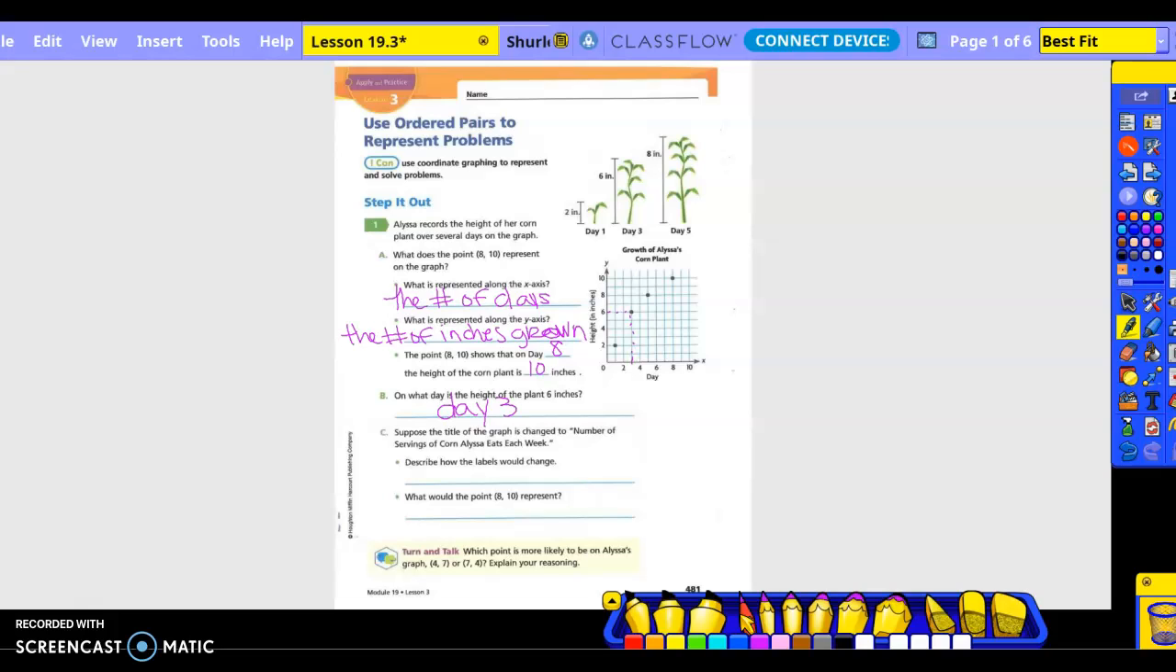Suppose the title of the graph is changed to number of servings of corn Alyssa eats each week. Describe how the labels would change. So what would the x-axis say? Not day, but week. Okay. Let's say week. And then the y-axis would say what? Well, instead of height, you put, what's the rest of the thing? Number of servings, right?